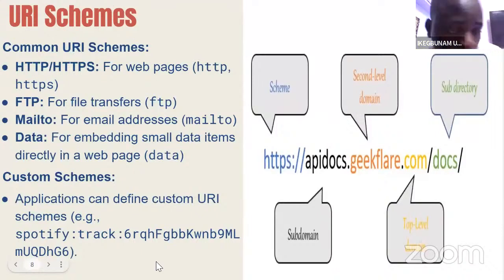Okay, so here now we're talking about URI schemes. I explained this earlier, but without this slide before now. So we have basically protocols. Protocols include HTTP, and the senior guy of that is HTTPS for web pages. Then we have FTP, file transfer protocol, for file transfer, mailto for email addresses, then data for embedding small data items directly in a web page.